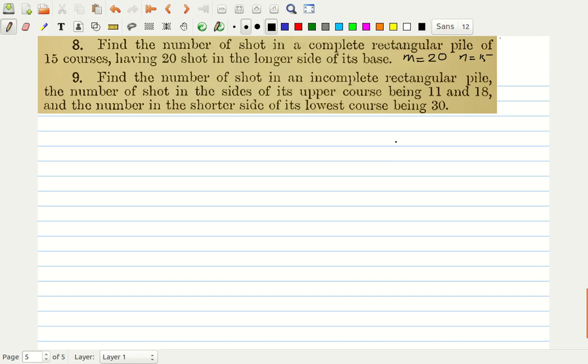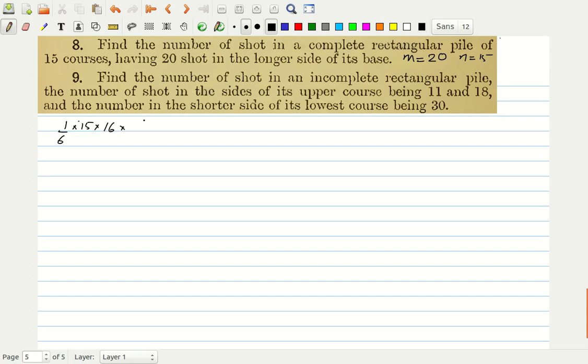So only if n is equal to 15 in the lowermost layer, by the time it comes to the top, it will become n is equal to 1. So n is equal to 15 at the bottom layer and n is equal to 1 at the topmost layer. So with this knowledge, we know that the number of balls is going to be simply 1 by 6 times n, which is 15, times n plus 1, which is 16, times 3m plus n minus 1.